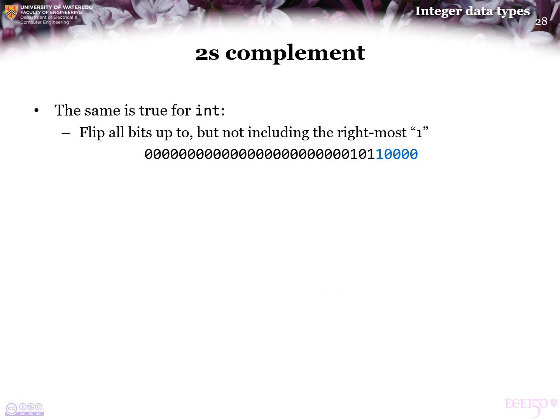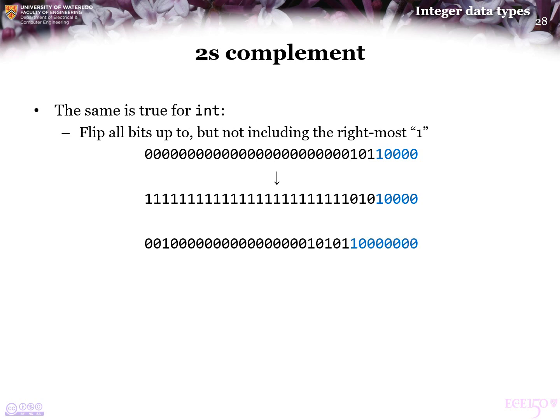The same is true for int. If I wanted to calculate the 2's complement of this number here, I would flip all of the bits up until but not including the rightmost 1. So this is the 2's complement representation of the given number. Same here. I find the rightmost 1 and I flip everything up to but not including that rightmost 1.